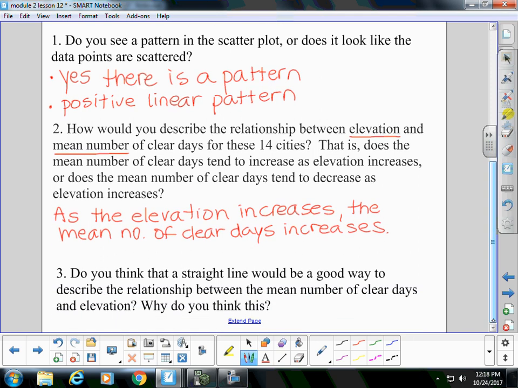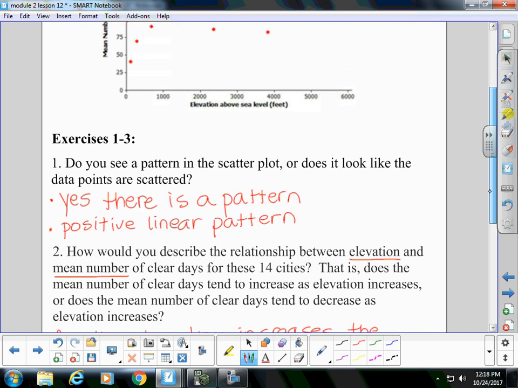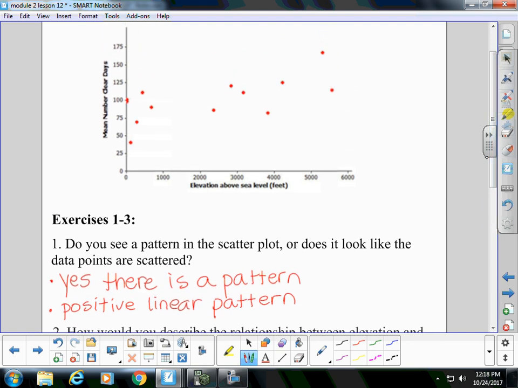And then it says, do you think that a straight line would be a good way to describe the relationship between the mean number of clear days and the elevation? So in other words, they're basically asking us if we think it's a linear relationship, and I would say yes. And why do I think that? I think that all the points look like they would fit better with a line as opposed to a curve.